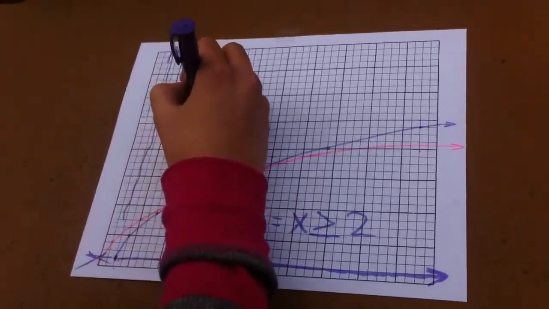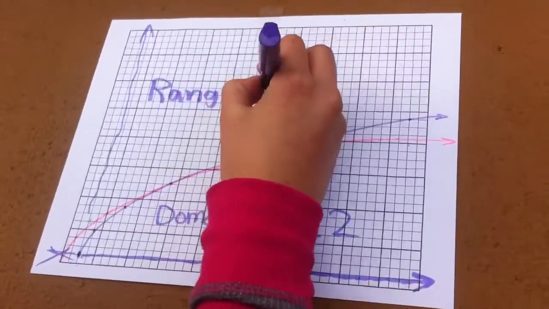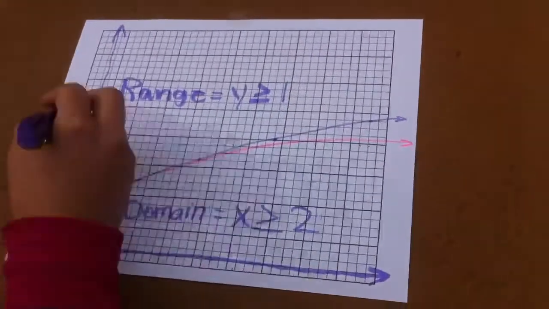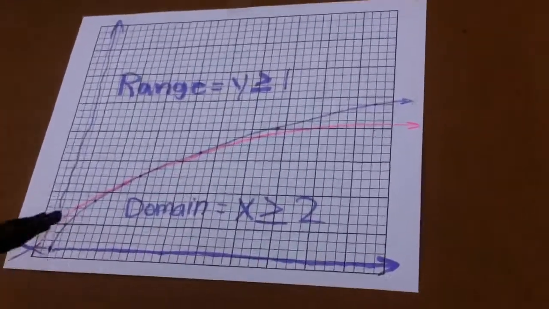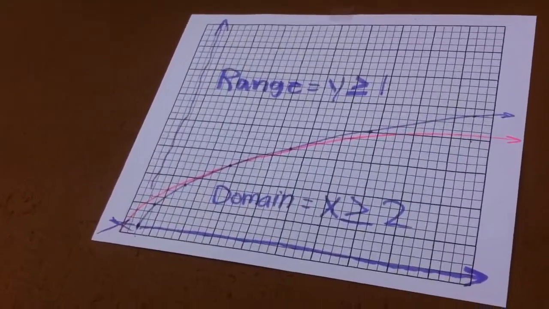So the range would be y greater than or equal to 1, because all the y values up here are greater than 1. And that's how you graph a radical function.